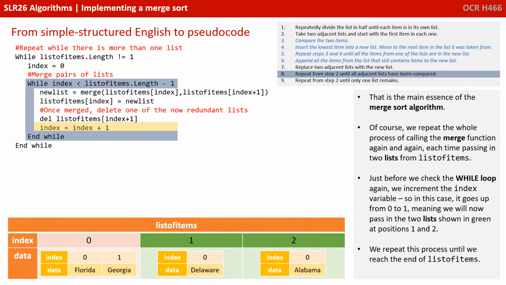Well, that is the main essence of the merge sort algorithm. Of course, we repeat the whole process of calling the merge function again and again, each time passing in two lists from list of items. Just before we check the while loop again, we increment the index variable. So in this case, it goes up from 0 to 1, meaning we'll now pass in the two lists shown in green at positions 1 and 2. And we repeat this process until we reach the end of list of items.